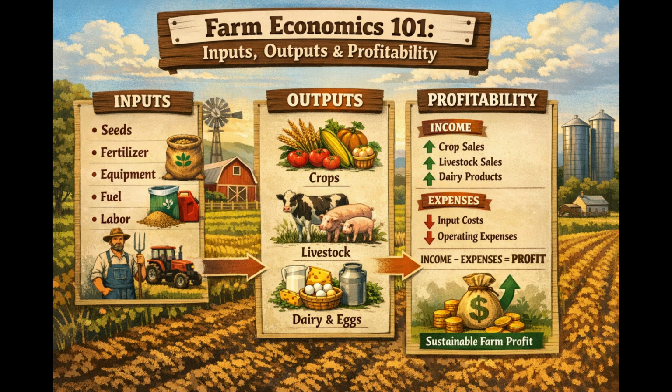Take your total costs, $25,000, and divide by your selling price, $4. You need to sell 6,250 pounds to break even. If you sell more than that, you're profitable. If you sell less, you're losing money.